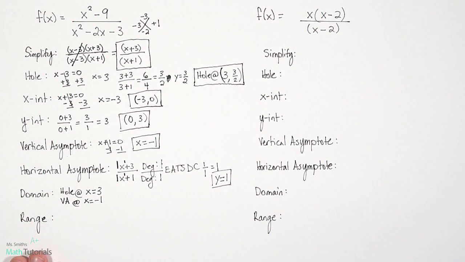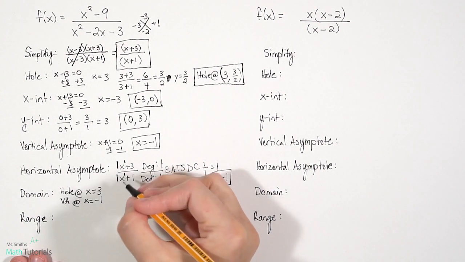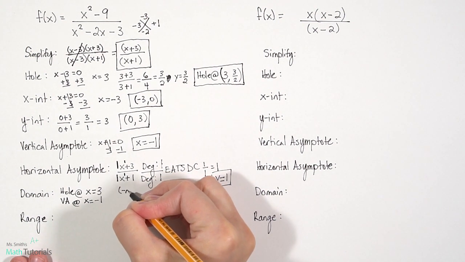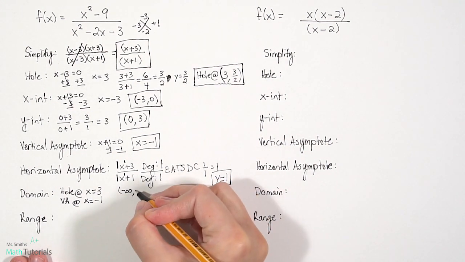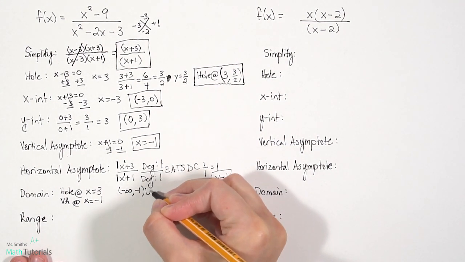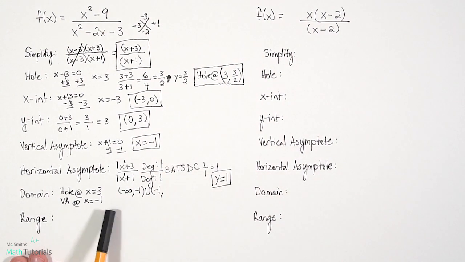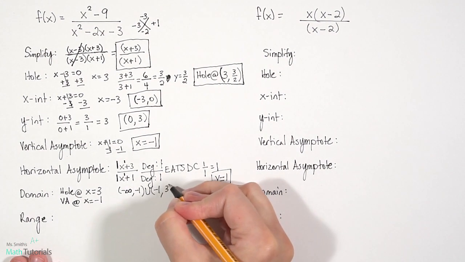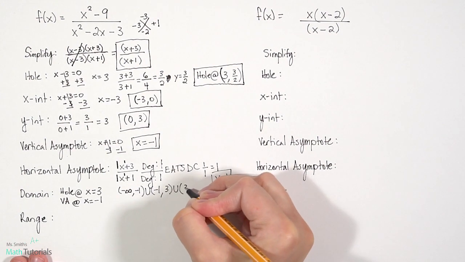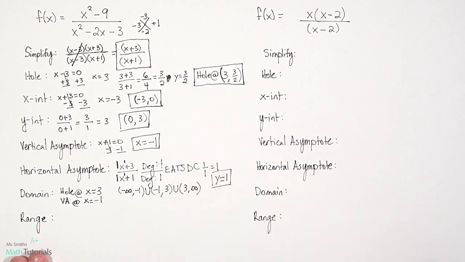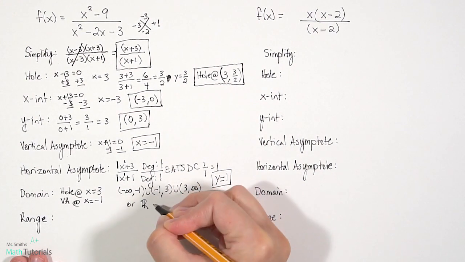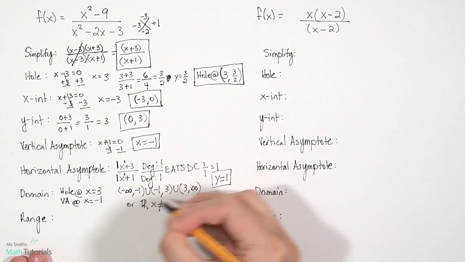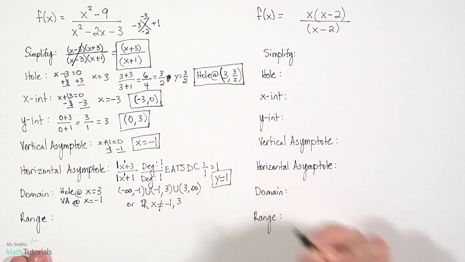So we'll write the formal way to write domain first. We would say domain is negative infinity to the lower value, in this case negative 1, union negative 1 to the higher value, 3, and then 3 all the way to positive infinity. Or we could just shorthand that it's all real numbers, but x cannot equal negative 1 or 3.